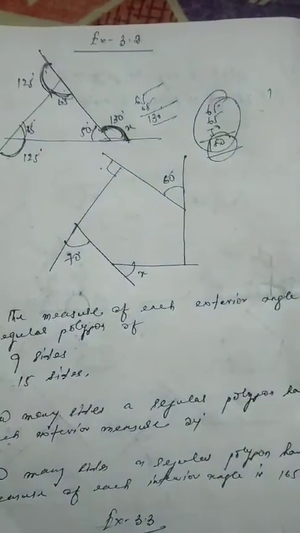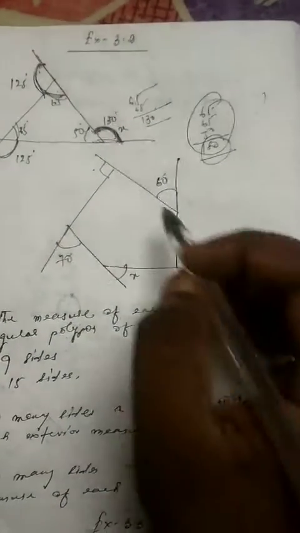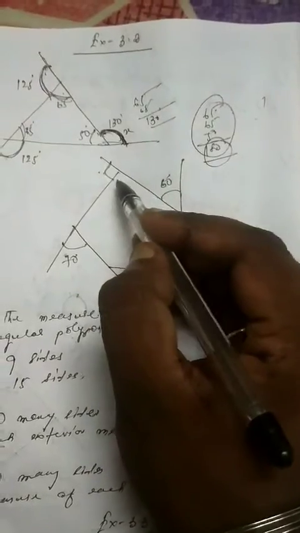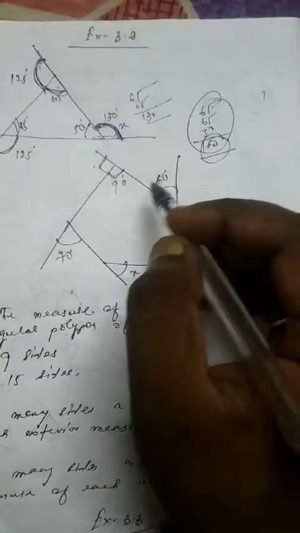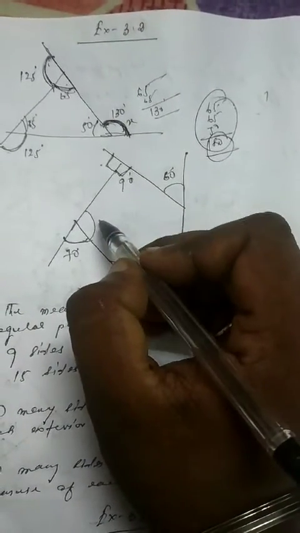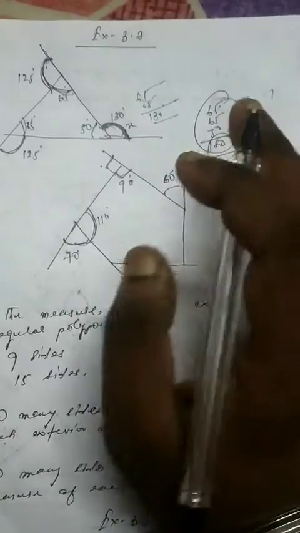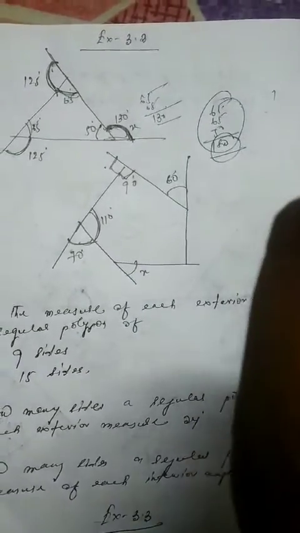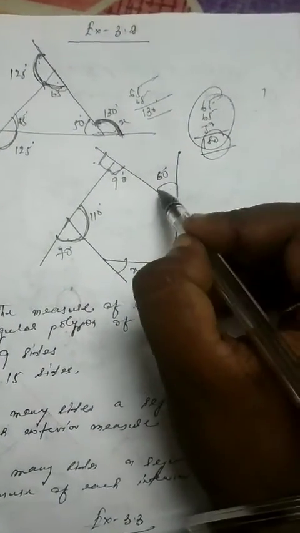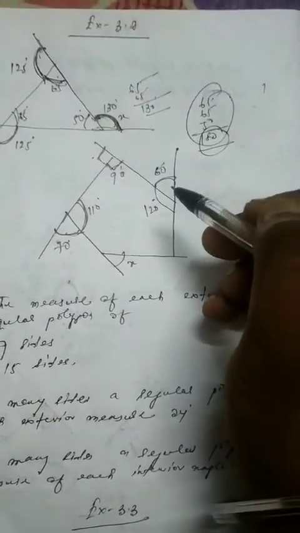In the next figure, as we can see, here is an angle. Outside is 90 degrees, so obviously the interior angle will be 90 degrees. Now, as it's forming a linear pair, if this exterior angle is 70, this one is going to be 110. Prefer to use simple rules to get these answers. If it is 60, the interior angle will be 120 degrees.